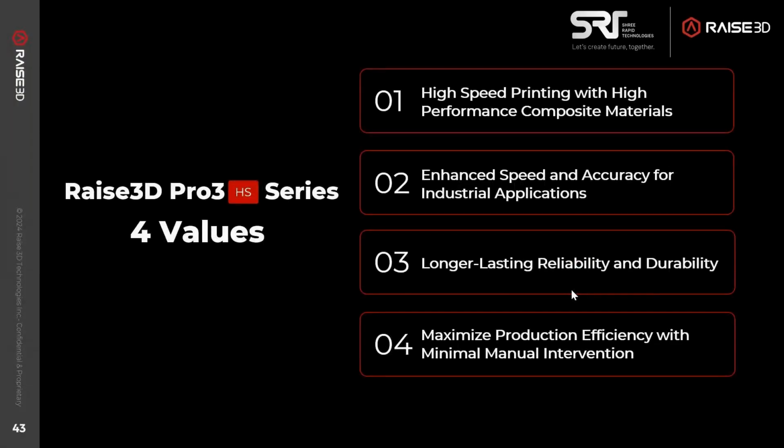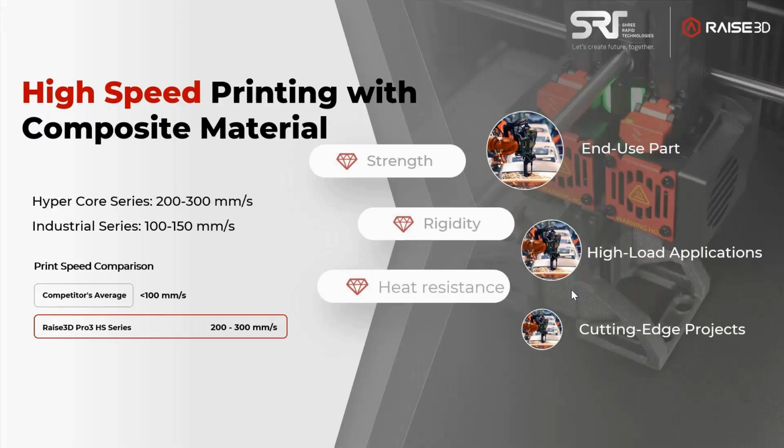So Pro 3 HS series is based on four values. One is high speed printing with high performance composite materials, enhanced speed and accuracy for industrial applications, longer lasting reliability and durability, and finally maximize production efficiency with minimal manual intervention. So the strength, even at high speeds of up to 300 mm per second, the strength, rigidity, and heat resistance are not compromised. And even at that high speed, you can still use the printed components for end use application, for high load application.